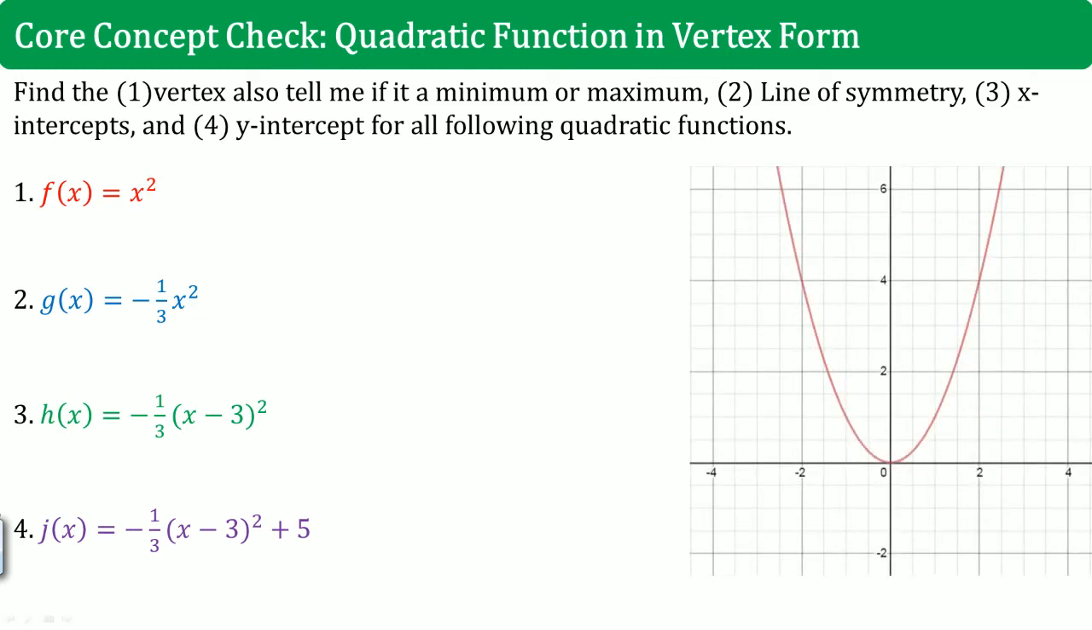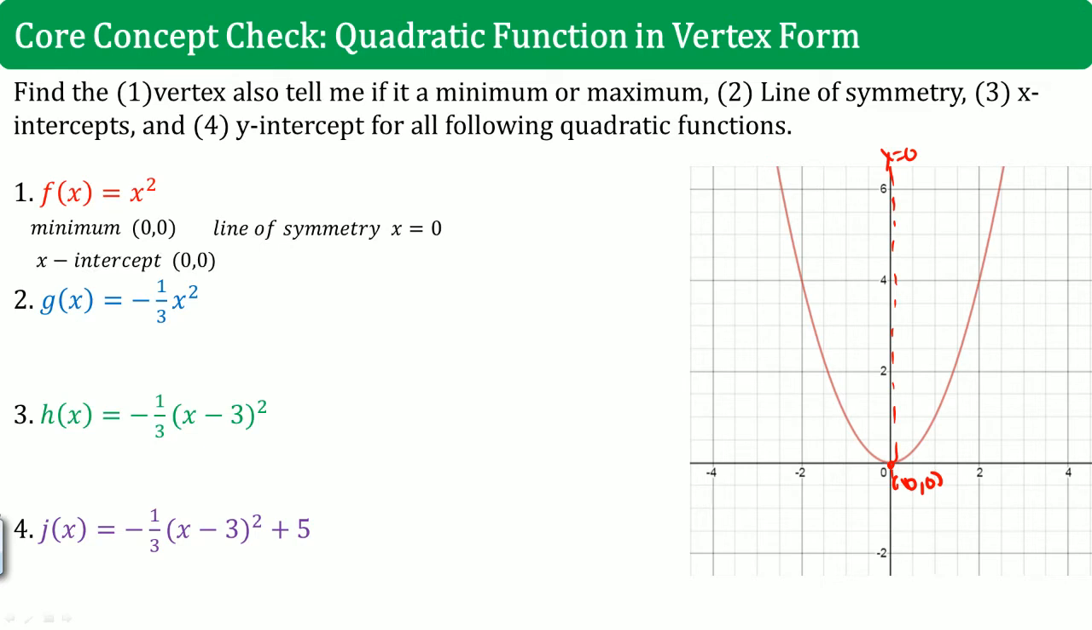Number 1 looks like that. You have here your 0, 0, which is the vertex, which is also the minimum. The line of symmetry goes straight down here, which is going to be x is equal to 0, because that's where it splits it in half.